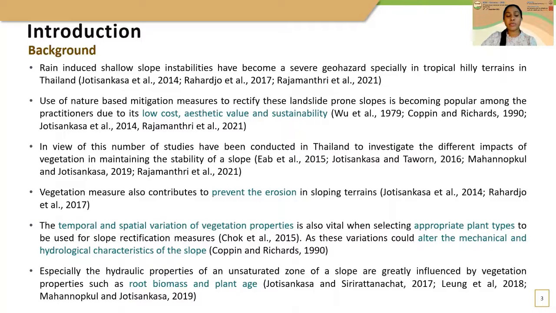The temporal and spatial variation of the vegetation properties is also a vital factor when we select the appropriate plant types, because it will alter the mechanical and hydrological properties of the slope as well. While considering the various vegetation properties, root biomass and plant age are considered important factors which affect the hydraulic properties of the unsaturated soil zone.